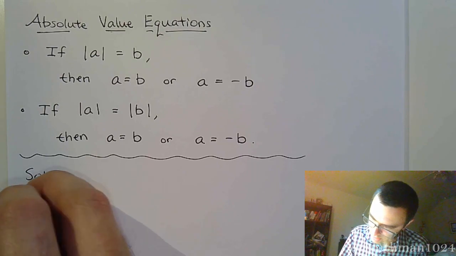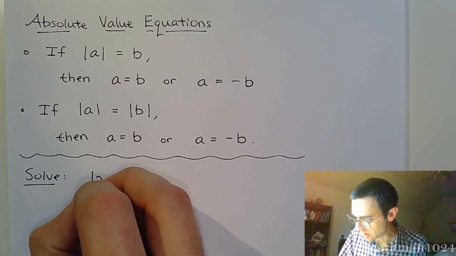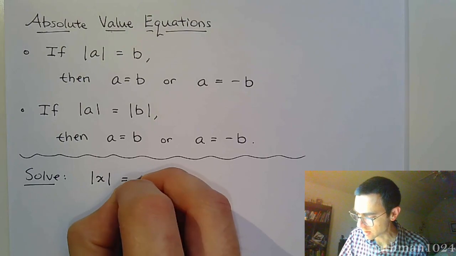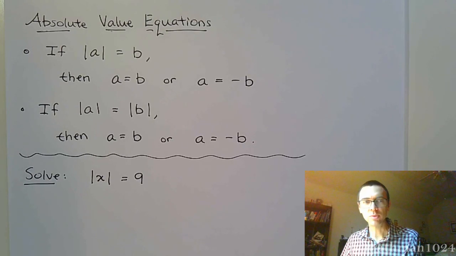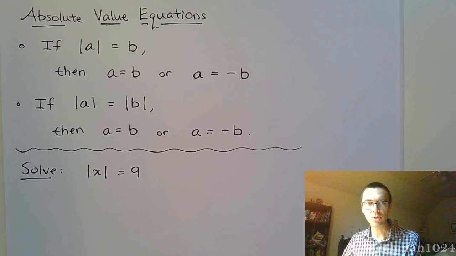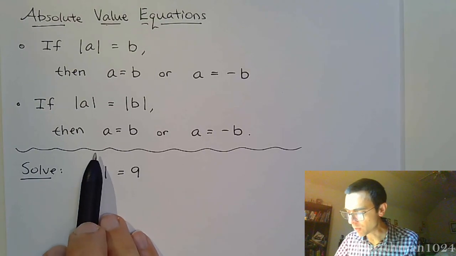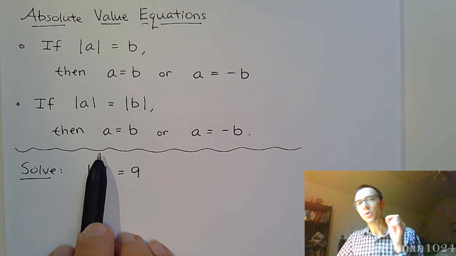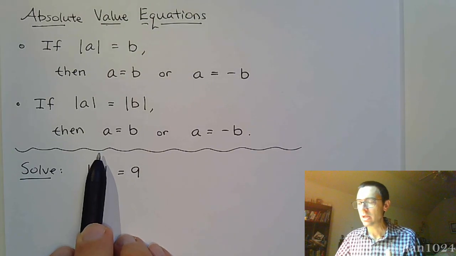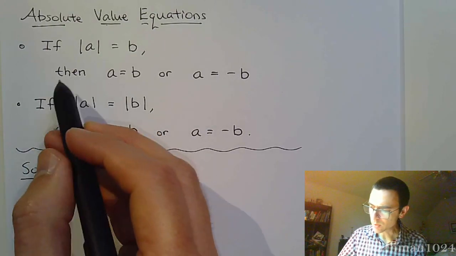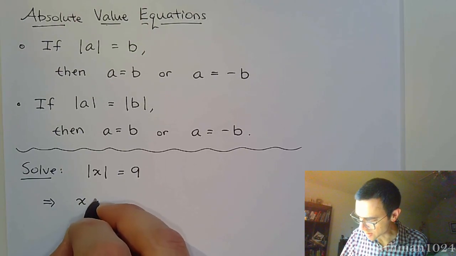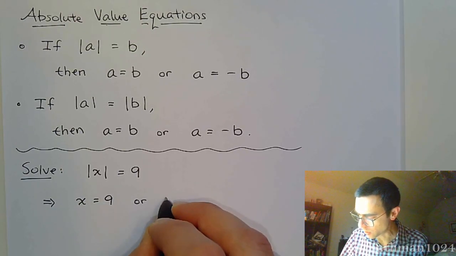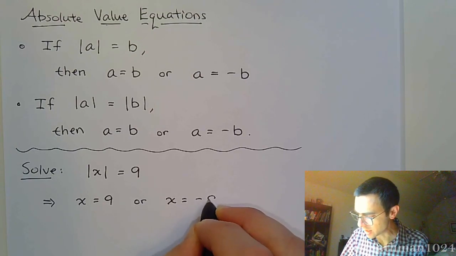So remember what it looks like to have something like this. If I say solve the equation, the absolute value of x equals 9. If the absolute value of x equals 9, there's two things that can happen here. Think about what has to be inside this absolute value. In order for the absolute value to equal 9, the number inside has to equal 9 or it has to equal negative 9. And that's what this first statement is saying right here. So the conclusion is that the expression inside has to equal 9 or the expression has to equal negative 9.